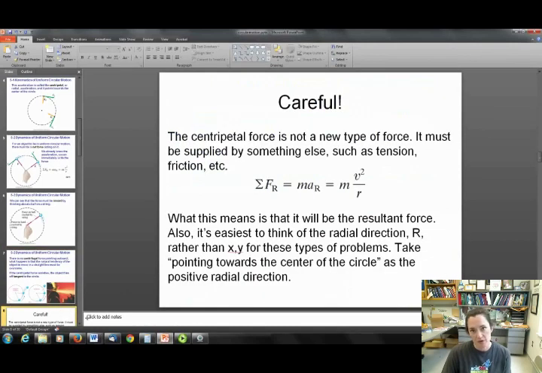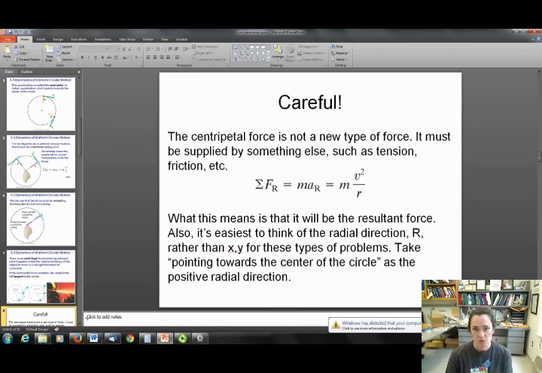Now, here's a couple of points to think about when you work problems. A lot of students get confused because they think that the centripetal force is just a force in and of itself, like gravity or tension or friction, but it's not. The centripetal force is supplied by something else, one of these forces that we've already learned about.